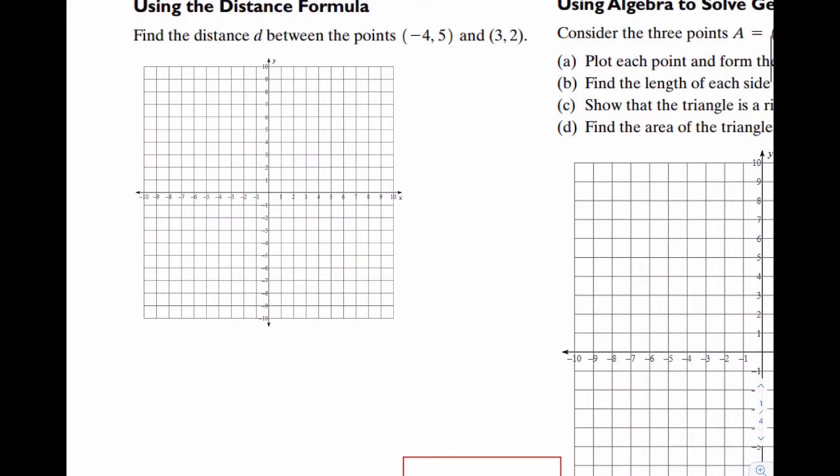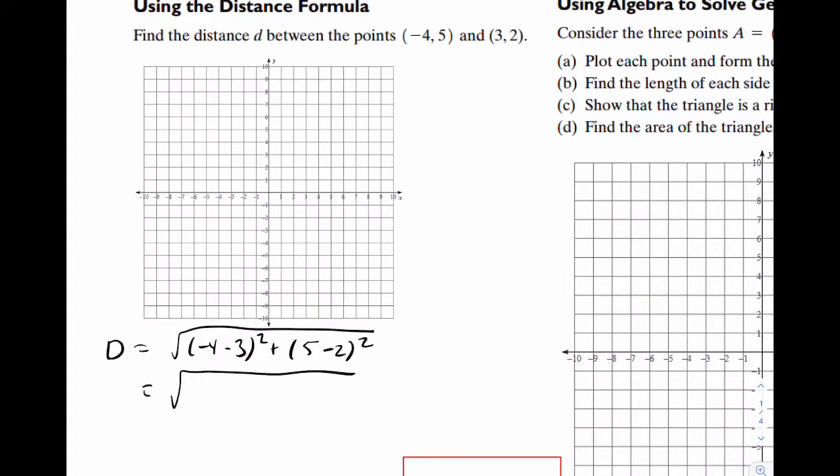We have D is equal to the square root of (-4 minus 3) squared plus (5 minus 2) squared. Keep going. That's going to be (-7) squared plus 3 squared. That's 49 plus 9, which is the root of 58. And there it is. I'm going to show you where this really comes from by plotting it.